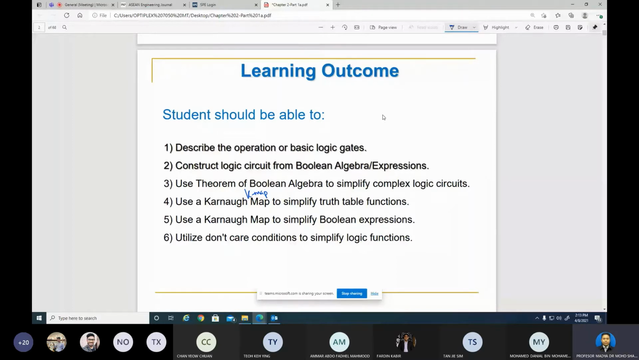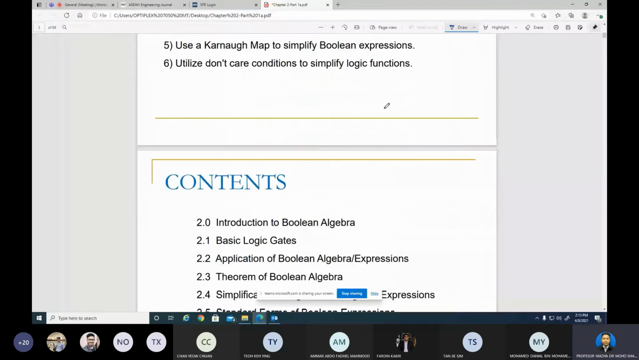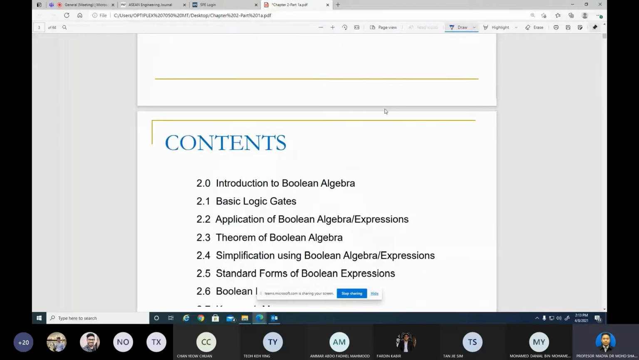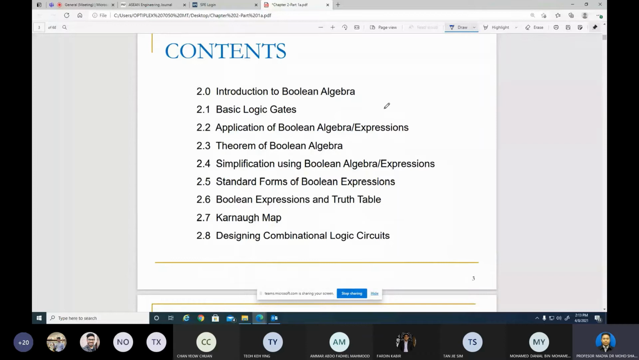Okay, and then utilize don't care conditions to simplify logic functions. So these are some learning outcomes for chapter 2. Alright. So this is the content. Today we try to cover until 2.5, the standard form of the Boolean expression. Because next week we don't have class, we will have class tomorrow.